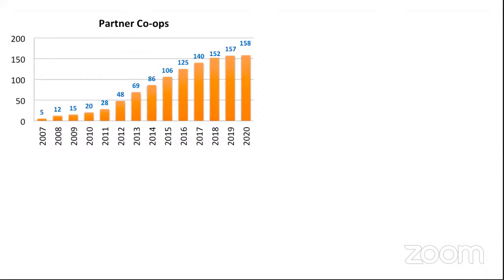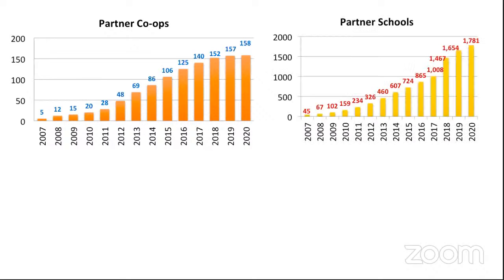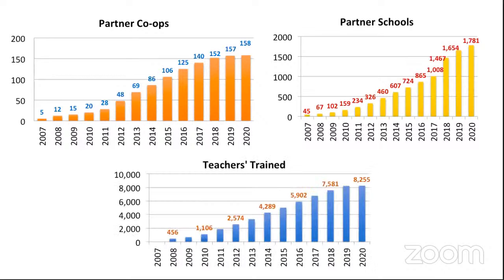We are ourselves a network, and I'm really happy to see that the discussion now is about network development. So we start from our partner co-ops. It's been 13 years of Aflatoun, and our number of co-ops has grown 30 times. Our partner schools, we started with 45, and now we're more than 8,000. I cannot see the figures here, but the partner schools are 1,700 plus, and we have trained more than 8,000 teachers in the span of 13 years.